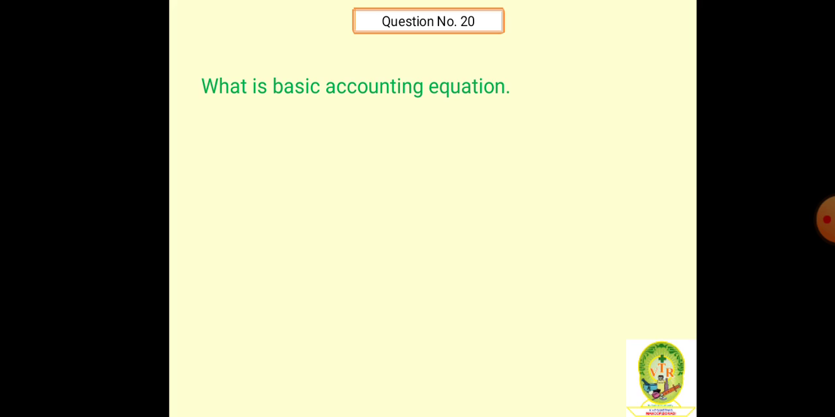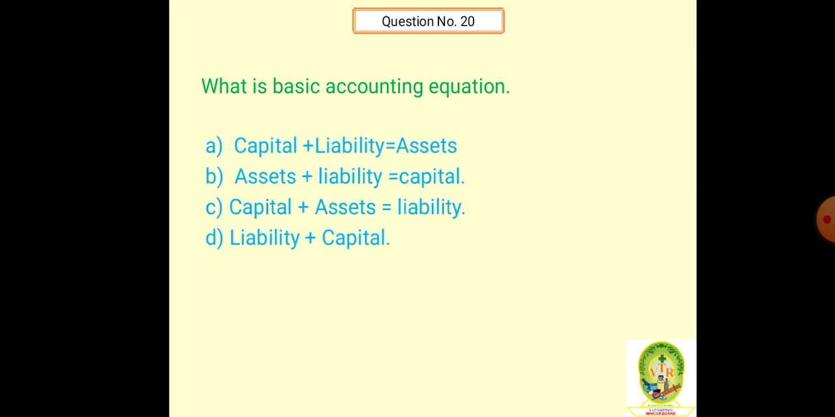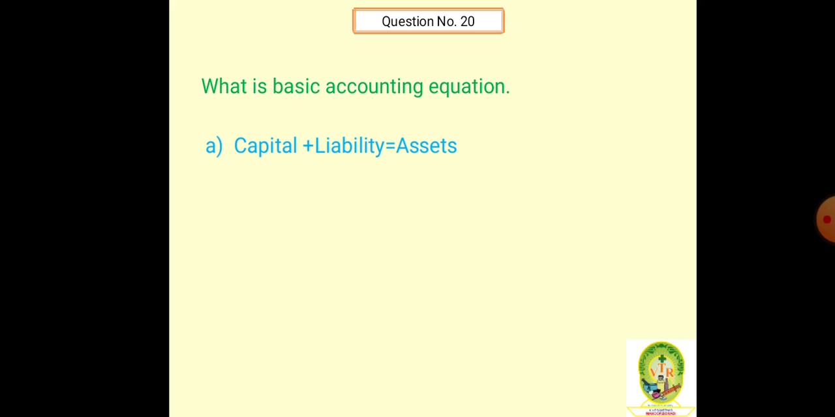What is the basic accounting equation? Options are A. Capital plus liability is equal to assets, B. Assets plus liability is equal to capital, C. Capital plus assets is equal to liability, D. Liability plus capital. Right answer is A.